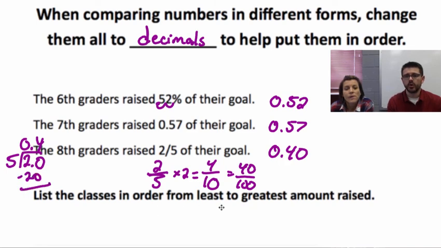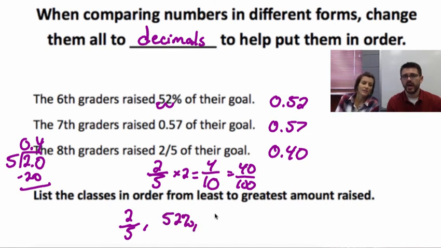And then it says list them in order from least to greatest. So they're all positive, so we can go based on which number is smaller. 0.40 is smaller, so that's my 8th grade comes first. And then we have 6th grade with 52%. And then we have 7th grade with 0.57 or 57 hundredths.